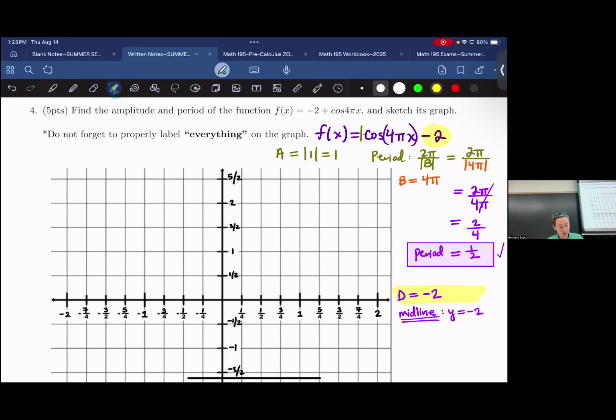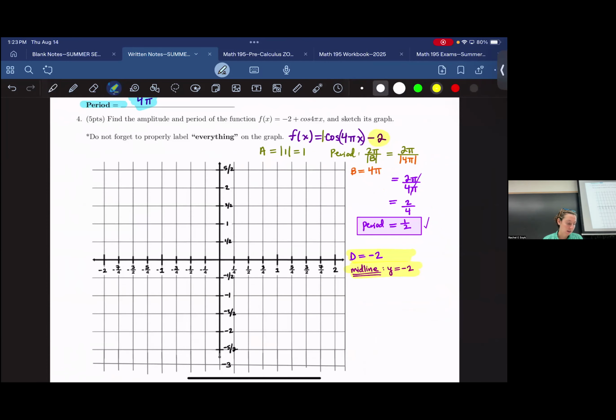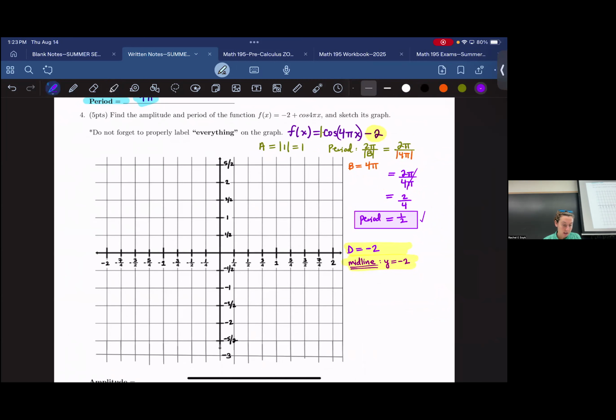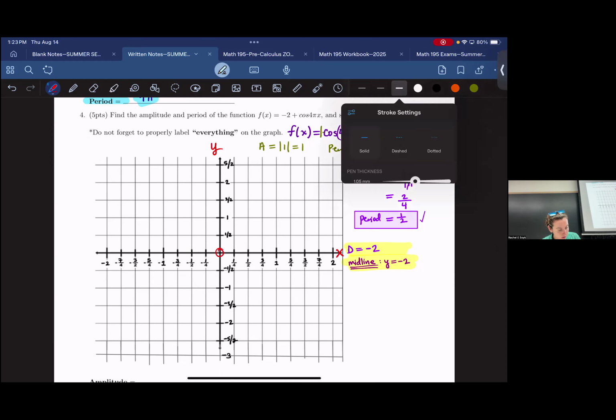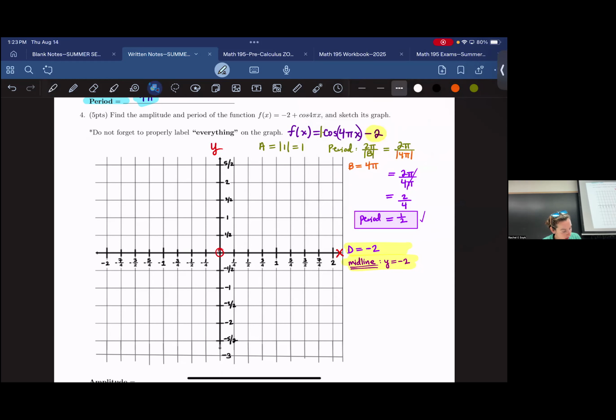So we can actually go ahead and plot this midline right now. Lucky for us, I created the scale for you guys to save you some time on the quiz. You just needed to put in your X and Y axis and then the origin. And so let us plot this horizontal line at -2. I'm gonna create it as a dashed line. So we have it over here.